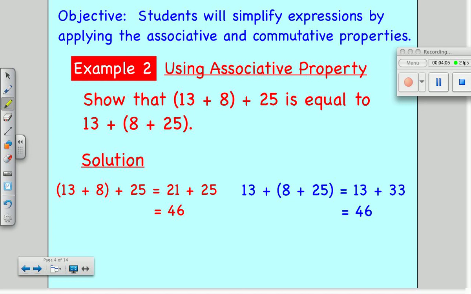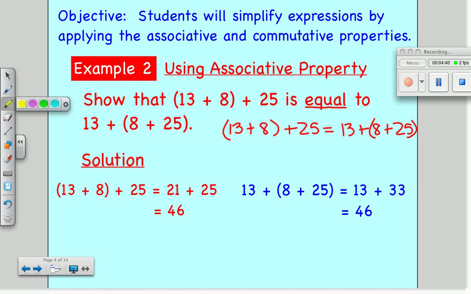For using the associative property now, I want you to show that 13 plus 8 plus 25, with the 13 and 8 grouped together, is the same as 13 plus 8 plus 25 with the 8 and 25 grouped together. So what you're going to write here is 13 plus 8 grouped together, plus 25, equals 13 plus 8 plus 25 with the 8 and 25 grouped together. That's what I want you to write here, okay?